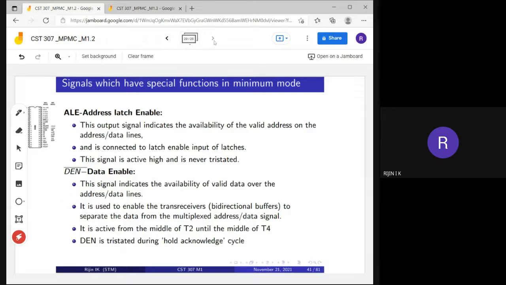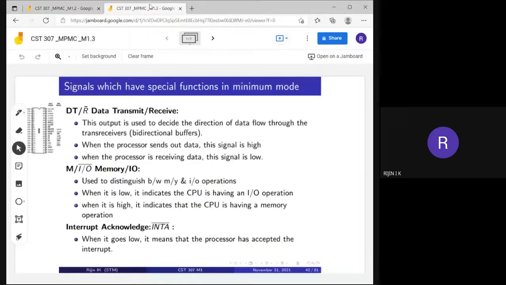Okay, then next pin ആണ് DT bar R bar. Okay, that is data transmit bar receive. Okay, actually this is an output, that means it is used to decide the direction of data flow.